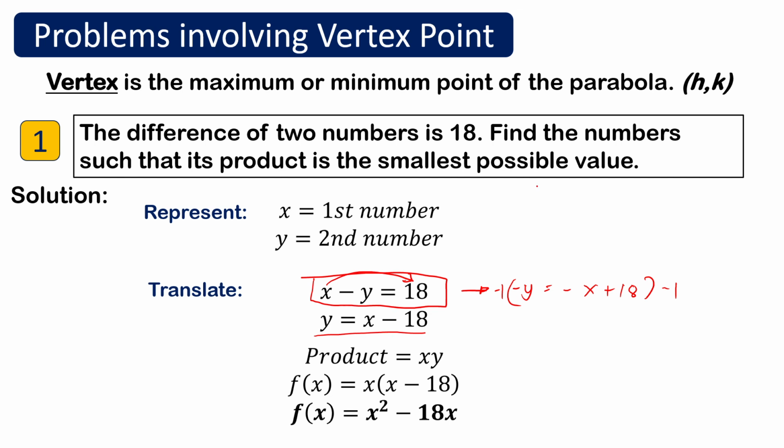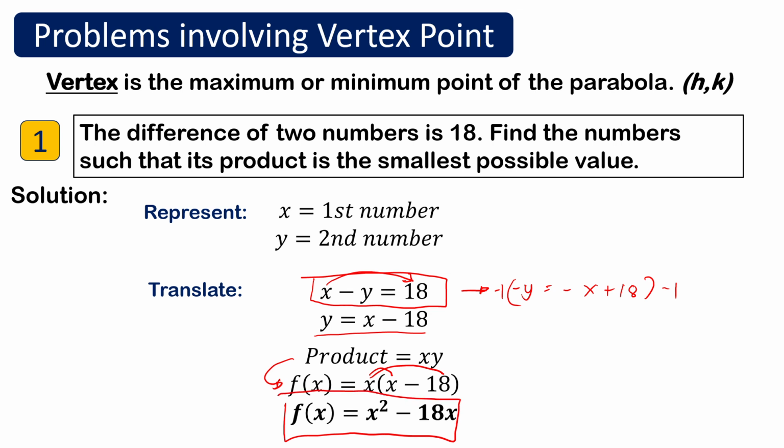For the second statement, we need to find numbers such that their product is the smallest possible value. That's why we are looking for the product, and it will be the function of this problem. The product is equal to x times y. The product as a function of x is equal to x times the value of y, or the equation for y, which is x minus 18. So we have x times (x minus 18). Simplifying, f of x is equal to x times x, which is x squared, and x times negative 18 is negative 18x.